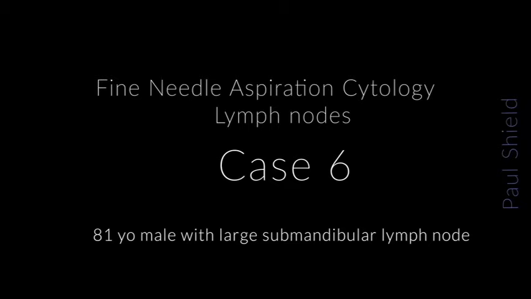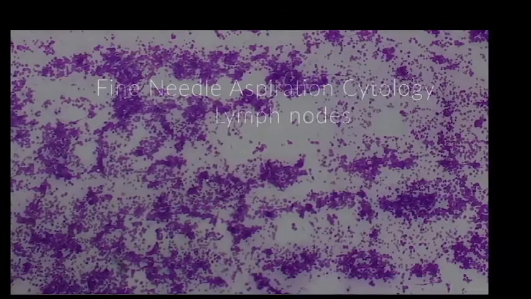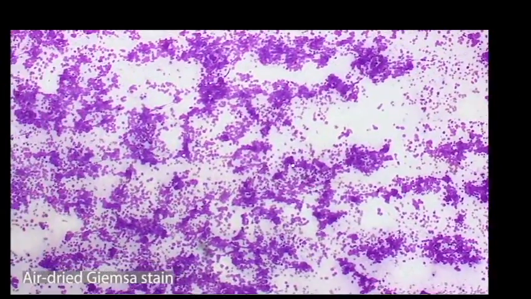It's Paul. Welcome to FNA Lymph Nodes Case 6. This is an 81-year-old male who had a large submandibular lymph node sampled. This is the air-dried slide, and you can see it's quite interesting.